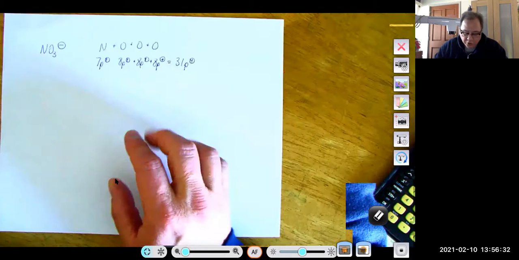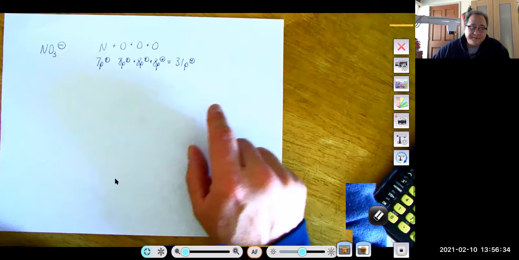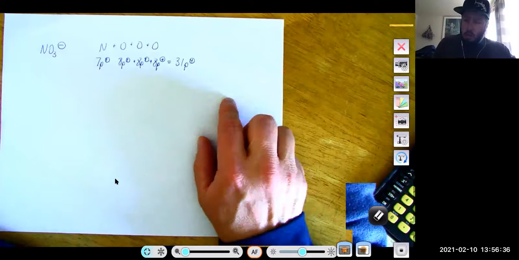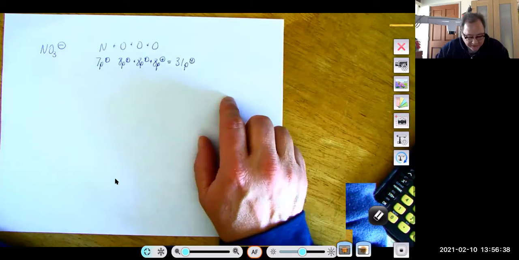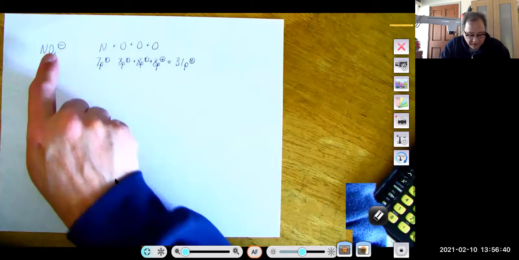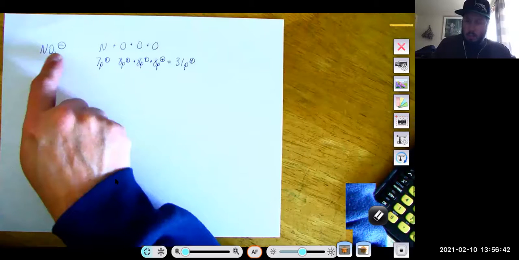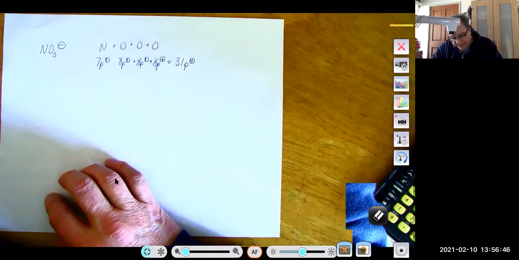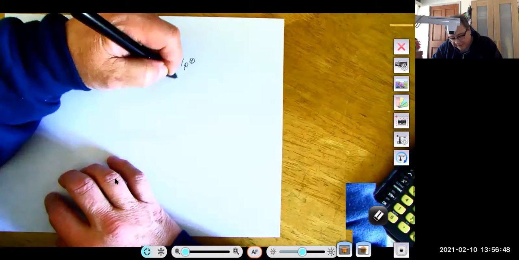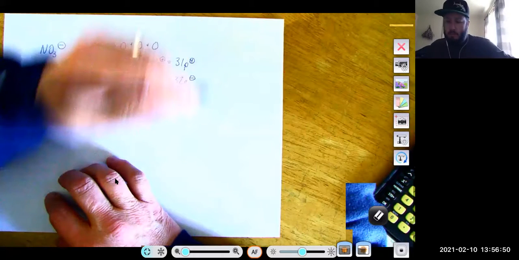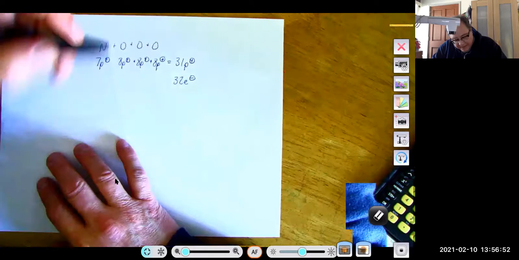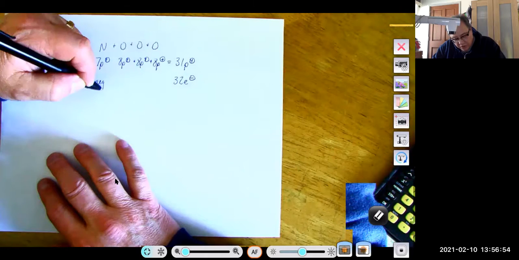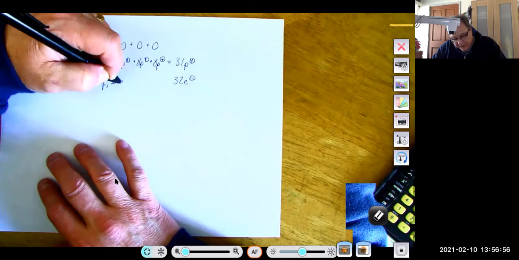If this were neutral, how many electrons would it have? 31. But it's not neutral. It's negative. So does it have more electrons or more protons? More electrons. So we better say it's got 32 electrons. 32. So I'm going to write negative. So more electrons.